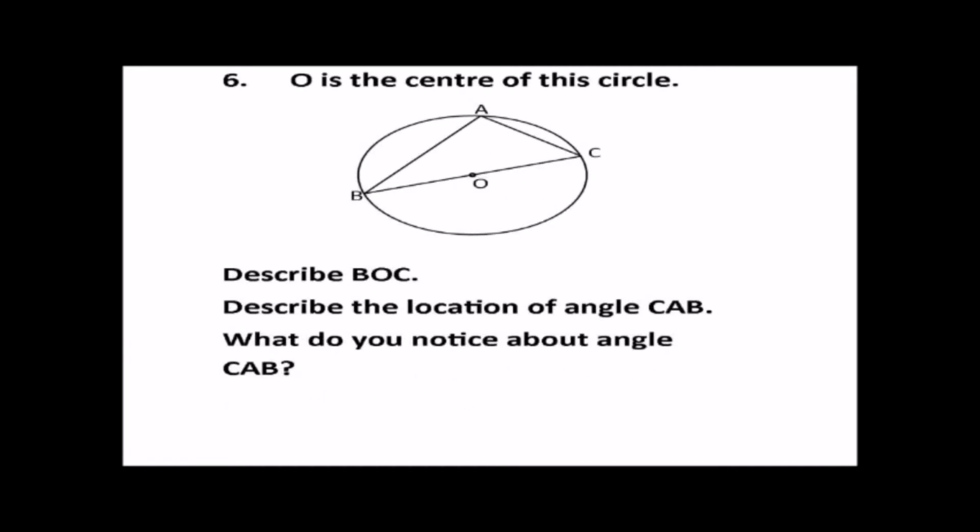Number 6. O is the center of the circle again. Describe BOC, the line BOC. Describe the location of angle CAB. Where is it located? What do you notice about angle CAB? You can look at it and give an educated guess.